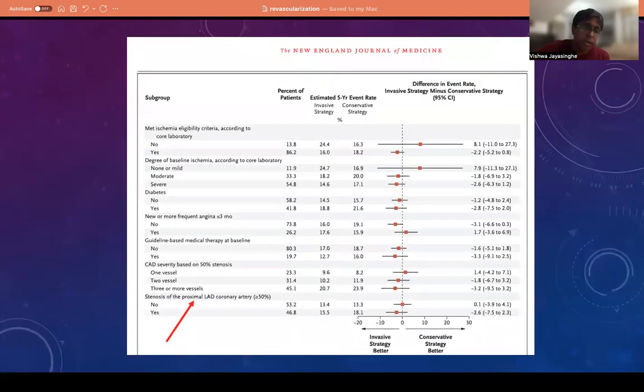Let's go through the data. See, coronary artery disease severity based on 50% stenosis at CTCA. All these people, this side is the invasive strategy, this side is the conservative, and it always crosses the line 0. So there is no statistically significant difference between these. What about the proximal LAD? Here, proximal LAD was earlier a class 1 recommendation for PCI or CABG. And now again, for proximal LAD more than 50%, there is no statistically significant difference between conservative strategy and intervention.